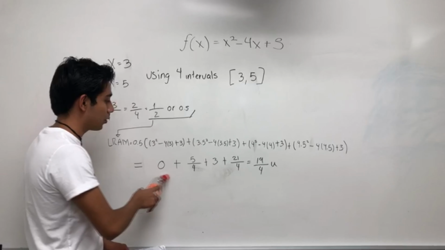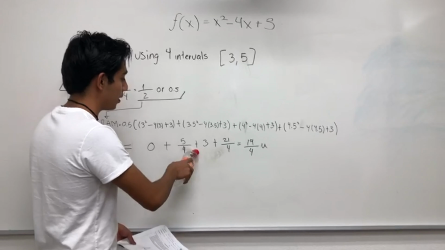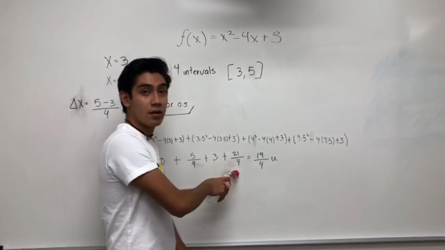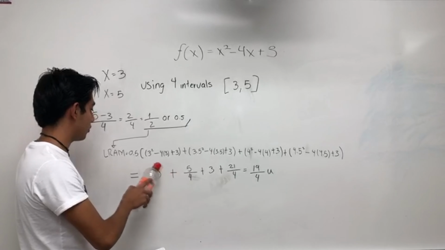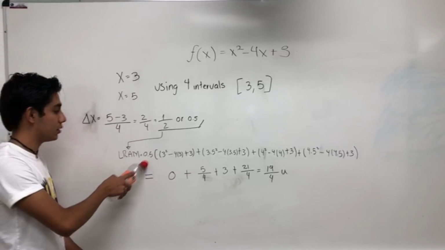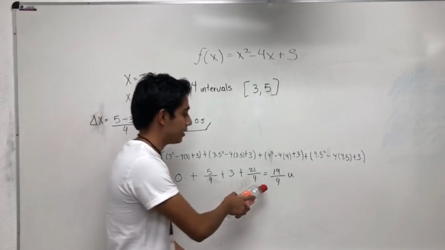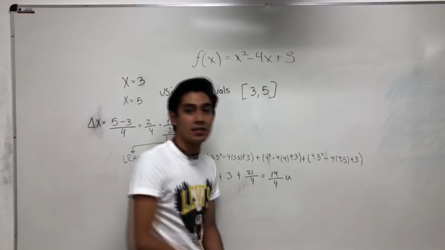That means it's 0 plus 5 over 4 plus 3 plus 21 over 4. And all of these results we are multiplying by 0.5, and we will get 19/4 units, that is our area.